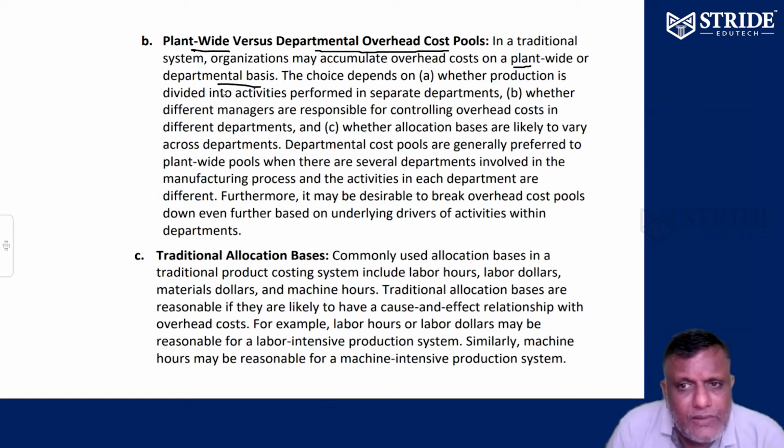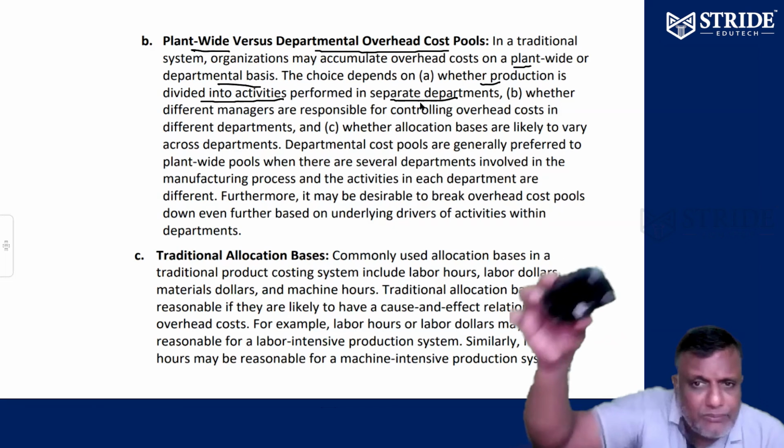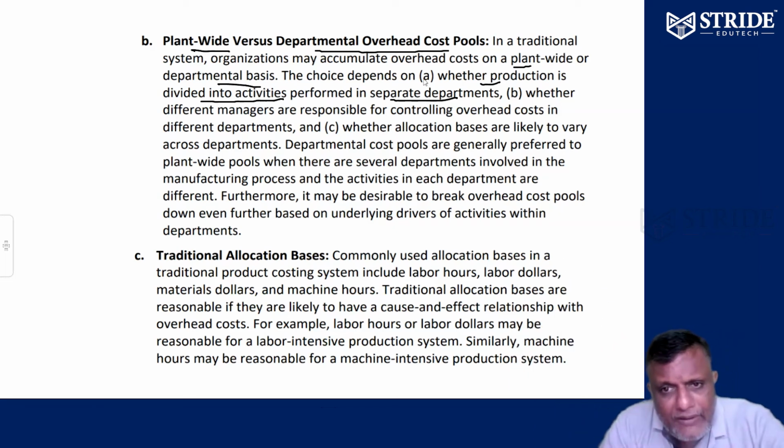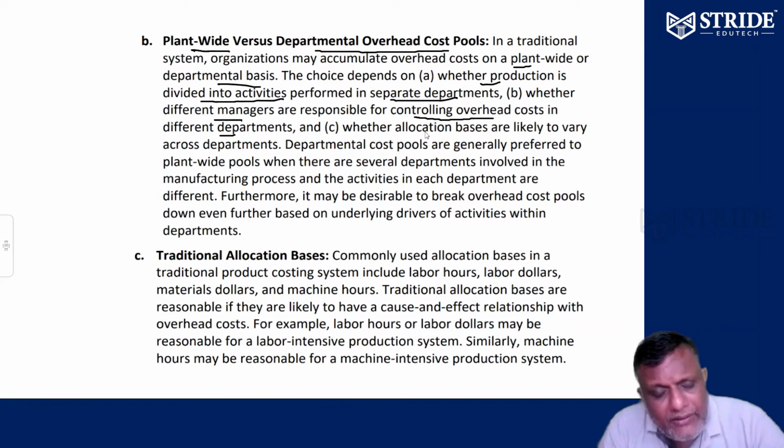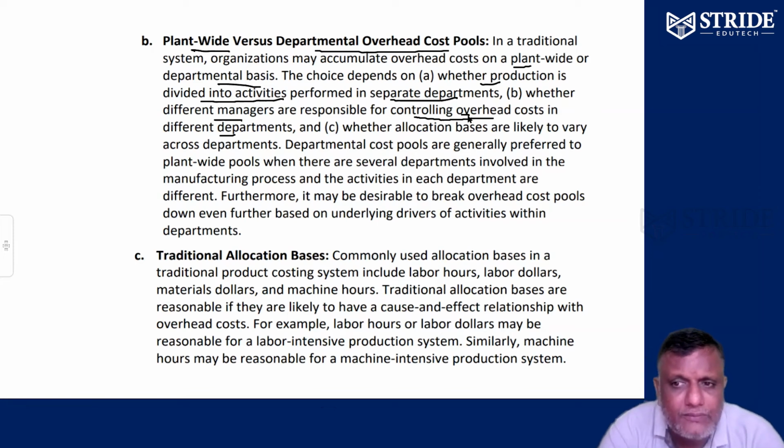Your production will be divided into activities performed by the departments. Suppose this mouse comes out of different departments; plant-wise and department-wise, overheads are involved. Different managers in different departments are responsible for controlling overheads. The factory manager is responsible for factory overheads. Similarly, the A department manager is responsible for A department overhead cost. Each and every department is headed by a manager to control the overheads.